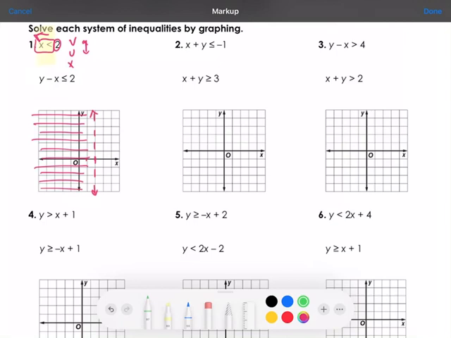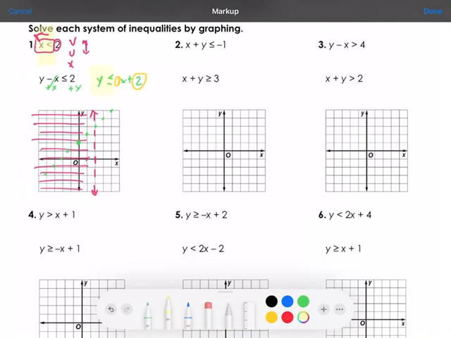I need it to be in slope-intercept form, so I'm going to get the y by itself. I can add x to both sides, and I'm left with y is less than or equal to x plus 2. In order to graph this, I want to identify my slope and my intercept. My intercept here is 2, so that's where I'll put my starting point on the graph, at positive 2. And I have a slope of 1, which you can't see because it's just x, which means I'm going to go up 1 over 1 from this point.